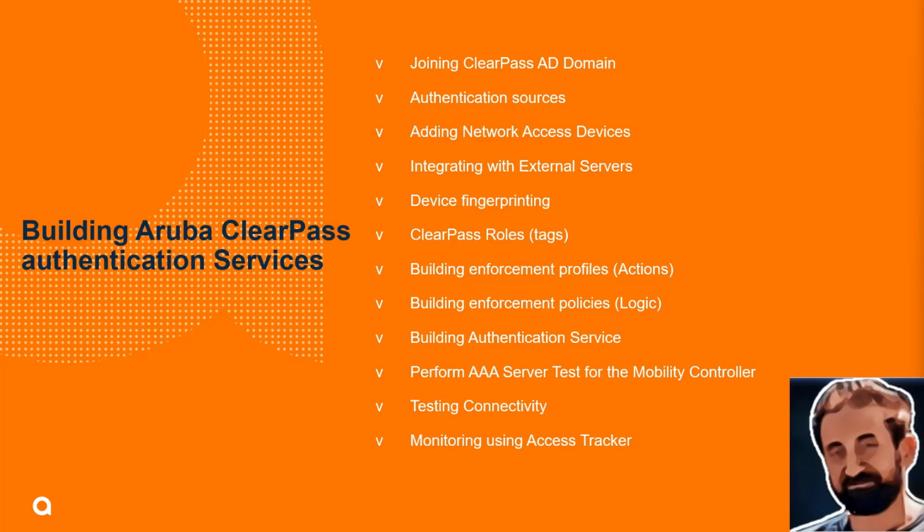Then we're going to look at the building blocks for the service, i.e. the authentication service, and we'll look at how to build that authentication service. On top of that, we'll show you how to perform connectivity testing, AAA connectivity testing between ClearPass and the NAD device, and we'll test connectivity from the client, and then we'll look at the access tracker in this case. So let's go for that and explore different options.